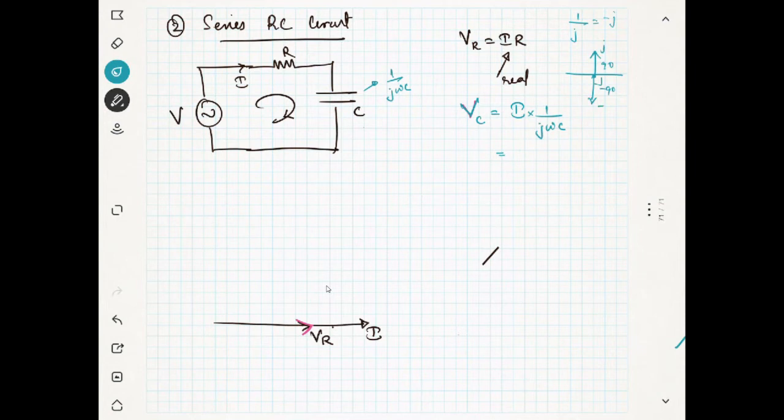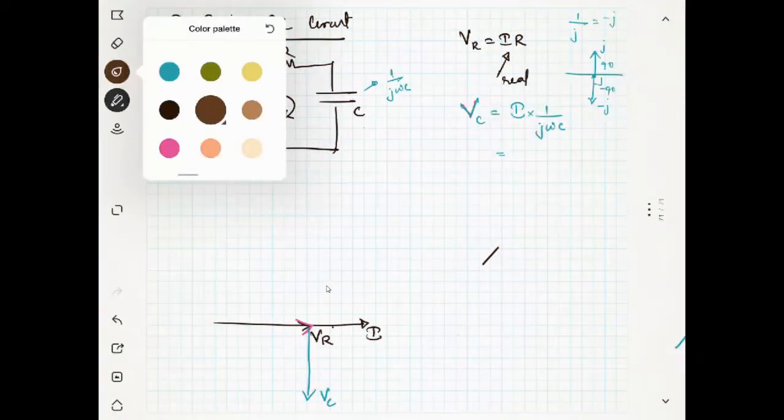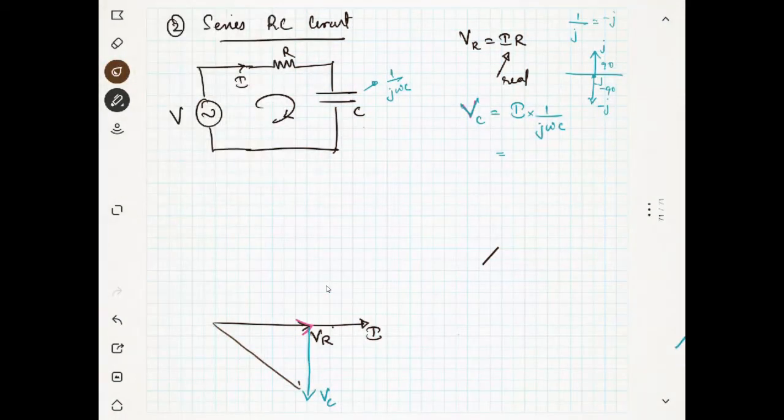This is j, and this is minus j. So it will be going down like this. This will be your VC, and you can get VC by this formula. Now what will be the resultant? The resultant will be exactly like this. This will be my result, and this will be my voltage.